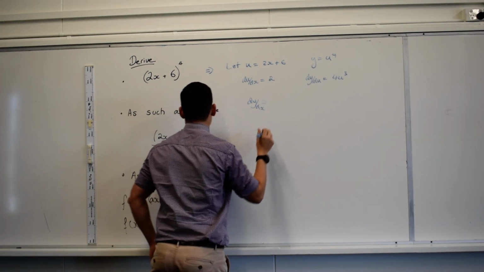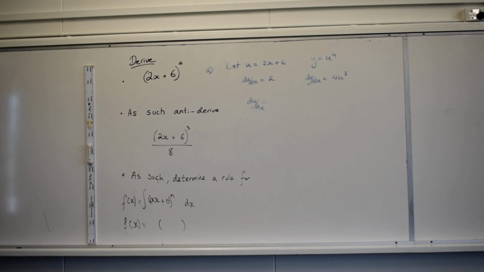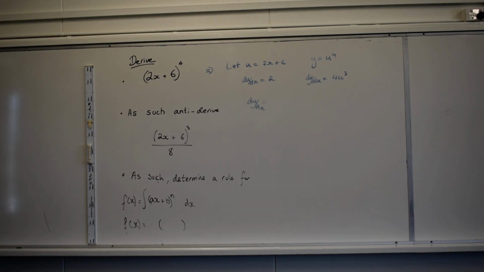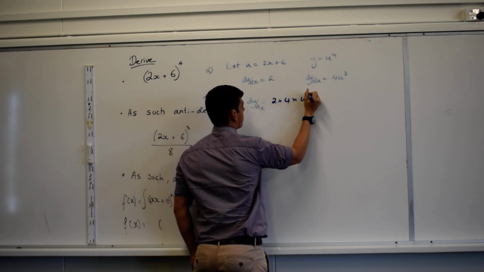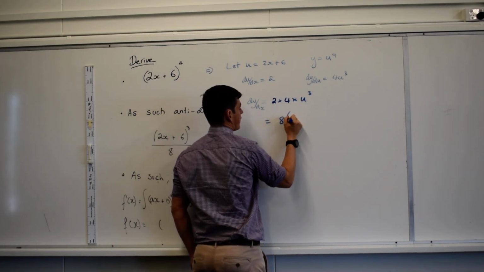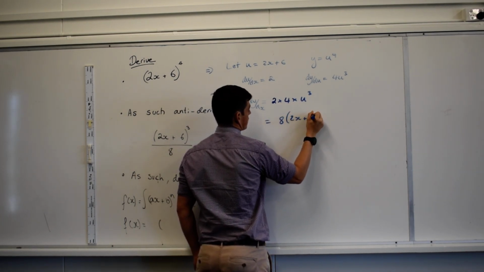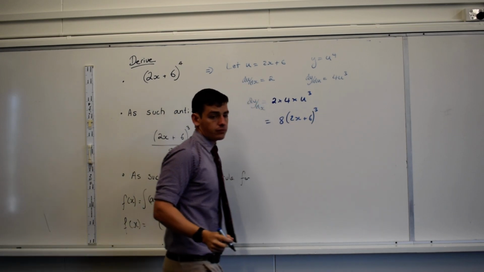Get a new pen, because this one's trash. And we would see that dy dx equals 2 times 4 times u to the power of 3, which is 8 times (2x plus 6) to the power of 3, correct?